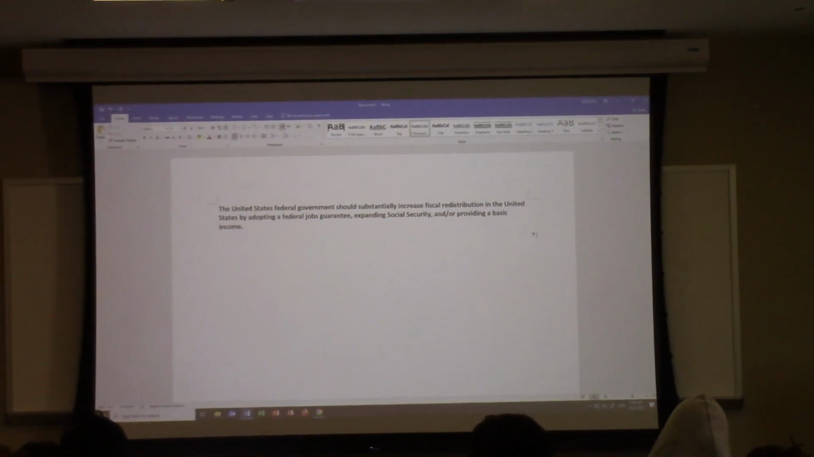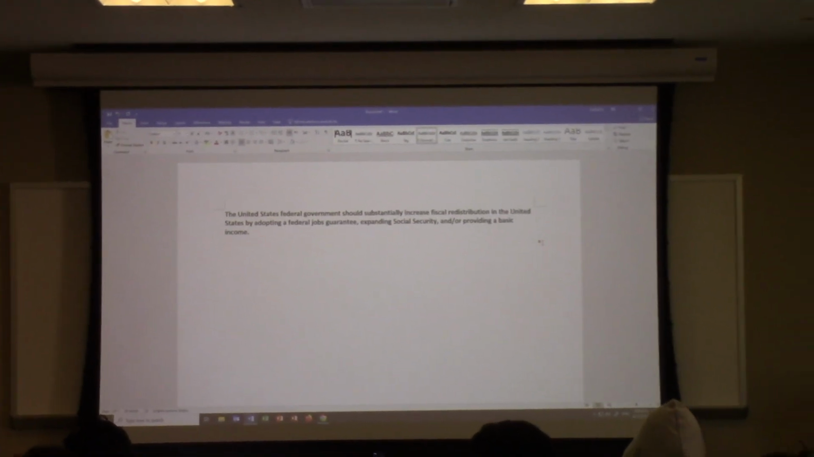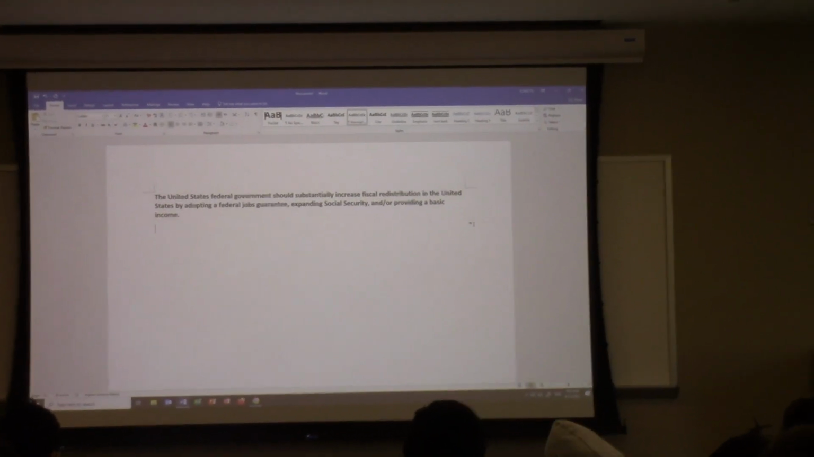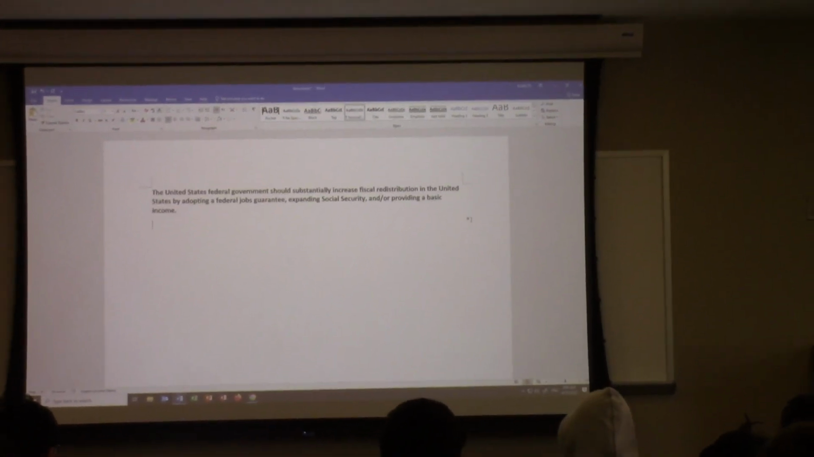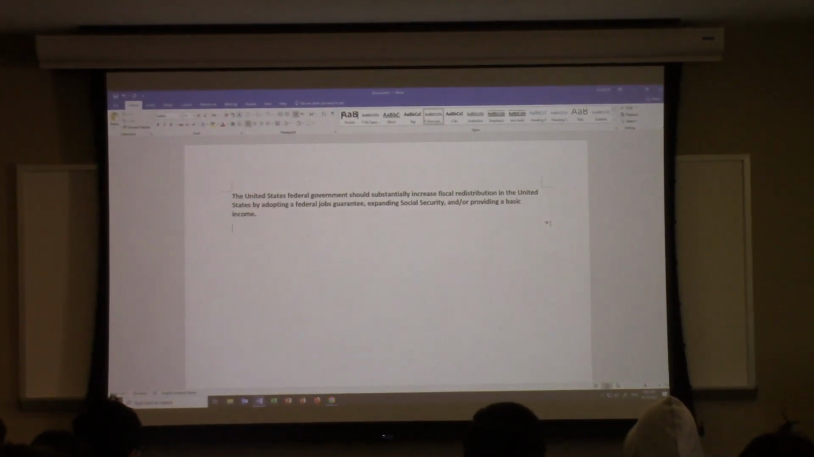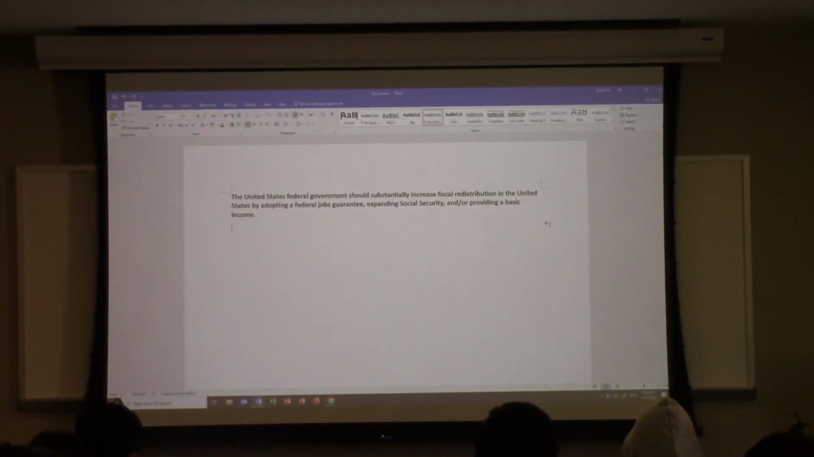So topicality is an example of an off-case argument. You're aware of the other types of off-case arguments that we've been introduced to up until this point. And topicality is an argument that suggests that the affirmative team should lose for reading an affirmative that is outside of the boundaries of the resolution.